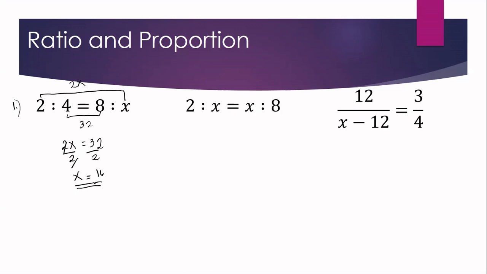Now, what if the ratio is written as a fraction? 2 is to 4 is written as 2 over 4, and then 8 is to x is written as 8 over x. How do we solve the value of x or the unknown? If it is written as a fraction or expressed as a quotient, to solve for the unknown, you simply do cross multiplication. Starting with the unknown x here, you do cross multiplication. So you have 2 times x, that is 2x. And then cross multiplication again, 4 times 8, this is also equal to 32.